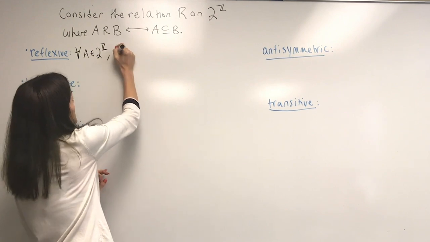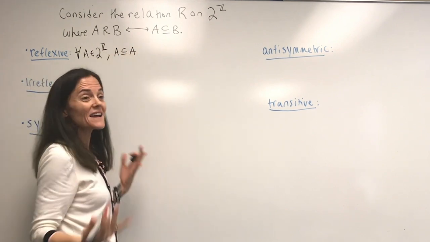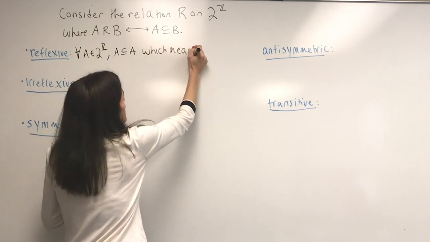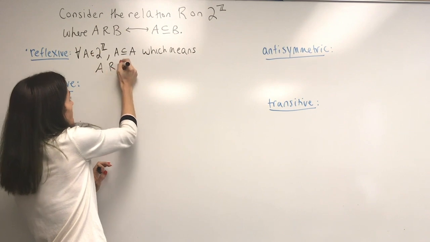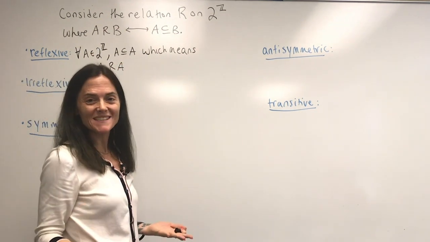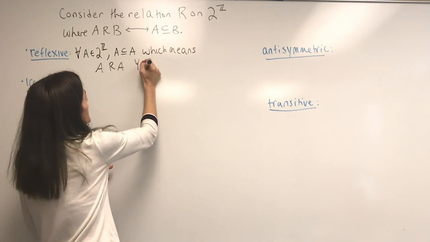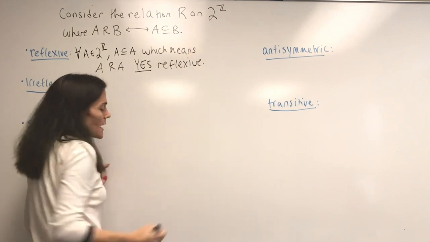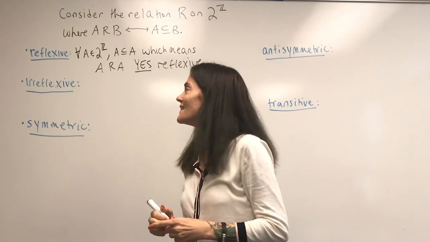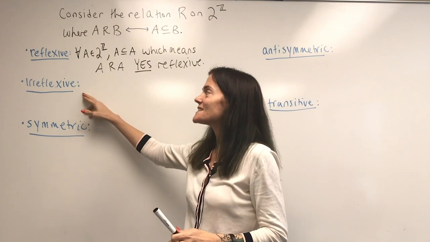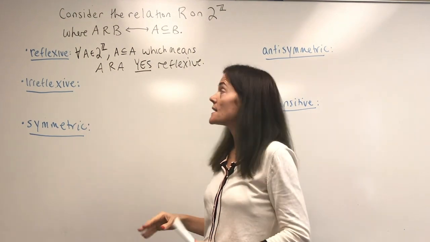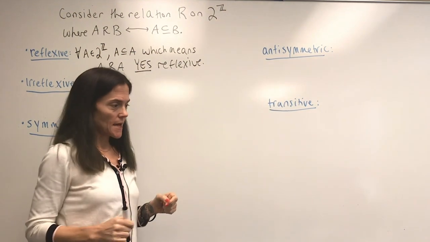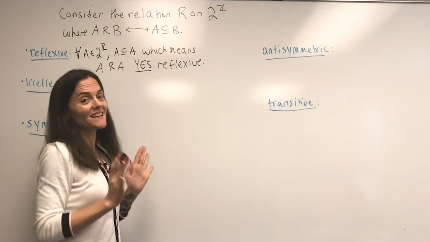Is this true? Yes. A is always a subset of A, which means that A relates to A, or (A, A) is an element of the relation, and so we get yes, reflexive. Now, irreflexive is, as we've discussed, different than just not reflexive. It's still a for all. So for all subsets, we need it to be not related to itself.